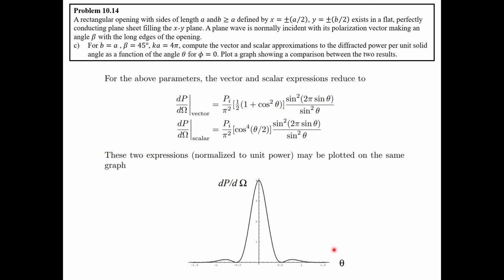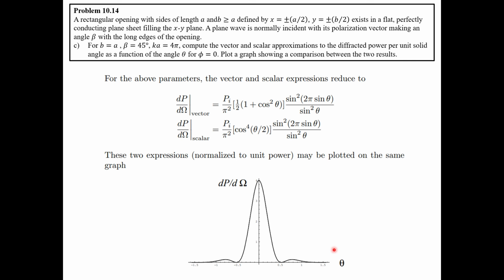And for problem C, for b equals a, beta equals 45 degrees, ka equals 4 pi, compute the vector and scalar approximations to the diffracted power per unit solid angle as a function of the angle theta for phi equals 0. Plot a graph showing a comparison between the two results. For the above parameters, the vector and scalar expressions reduce to dP over d sigma, and we can get the two expressions below.